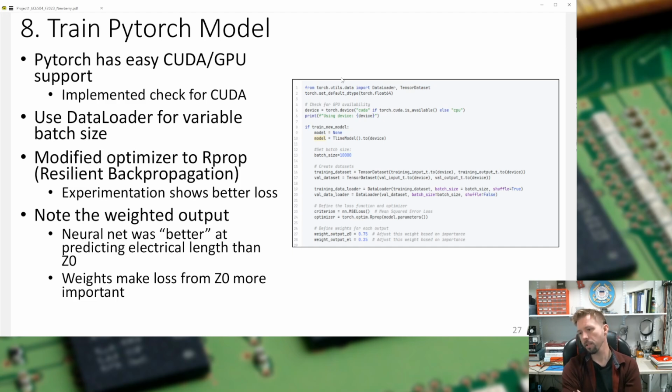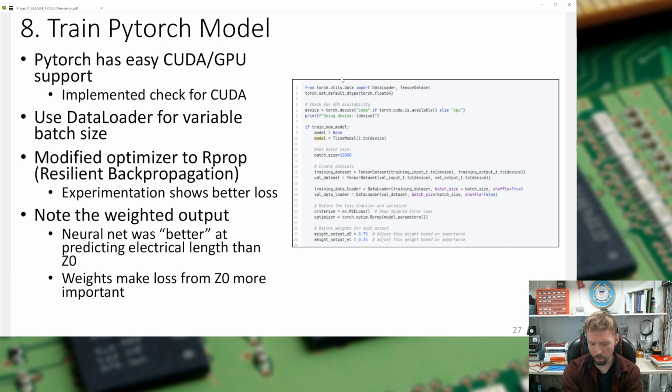When I ran this neural net, I was noticing that electrical length would be predicted very well, but impedance was not predicted very well at all. So in order to compensate for that, I weighted the loss for characteristic impedance at 75% versus 25% for the electrical length. And that did help a lot.